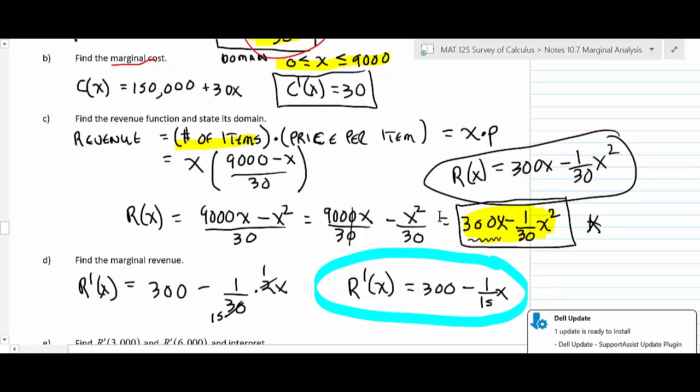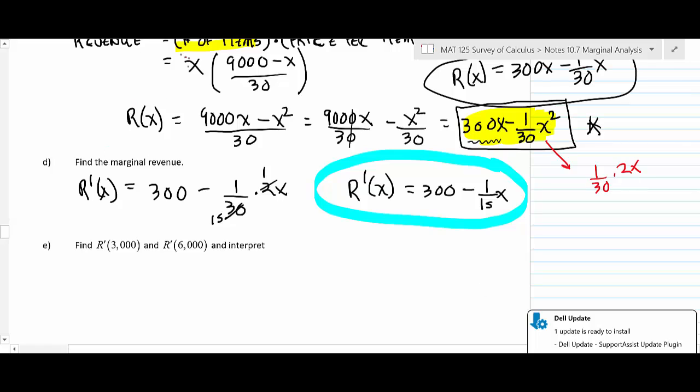Everybody solid so far? I see some blank stares. Anything I need to clarify? 1/30 times 15 over 30, right? Well, what I'm doing when I do the derivative here is this part right here is 1/30 times 2x because I'm doing a derivative. Derivative of x squared is 2x, then I'm reducing 2/30. So I'm dividing top and bottom by 2. 2 divided by 2 is 1, 30 divided by 2 is 15. I'm just reducing the fraction.